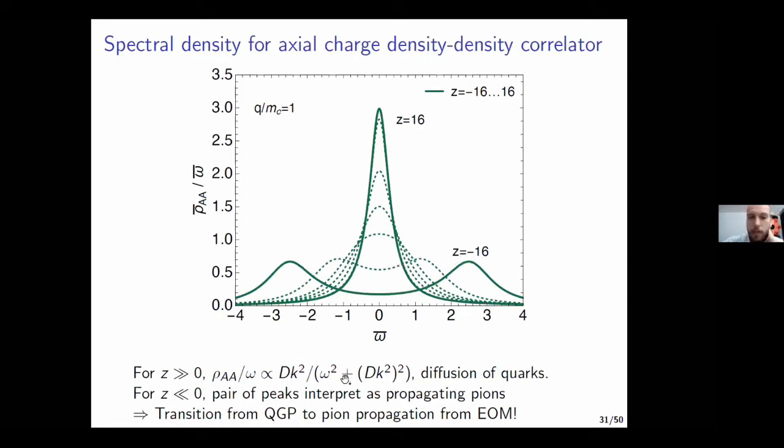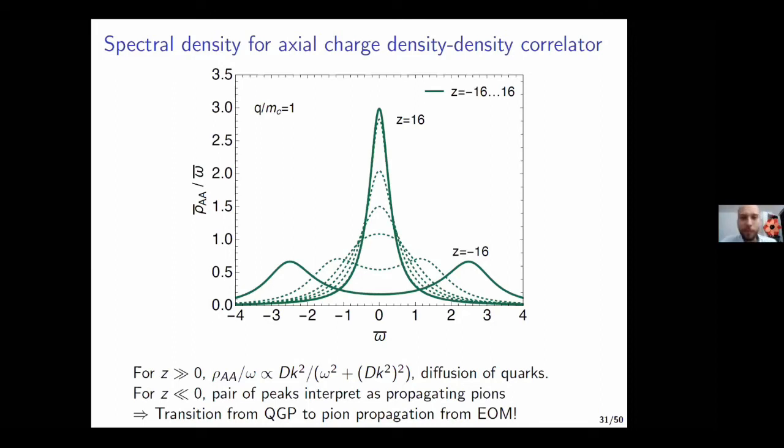The interpretation of this is that for large z, you have this diffusion of quarks, but at low z you have a different propagation. You can interpret them as being a pair of propagating pions. So you see in this plot, which is really nice, the transition from QGP physics at large temperature to pion propagation in the broken phase. That's just neat.